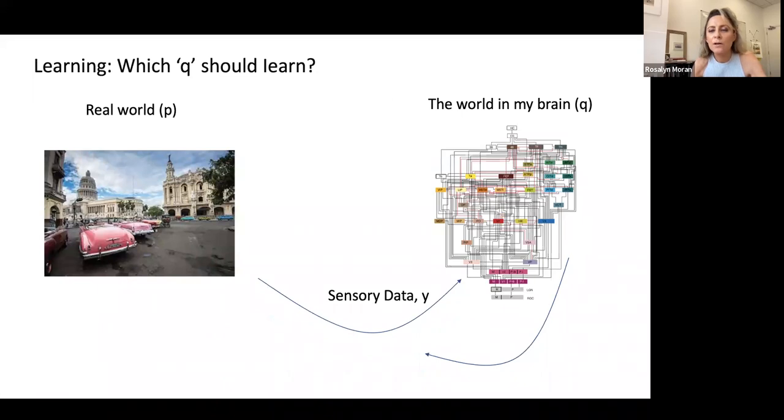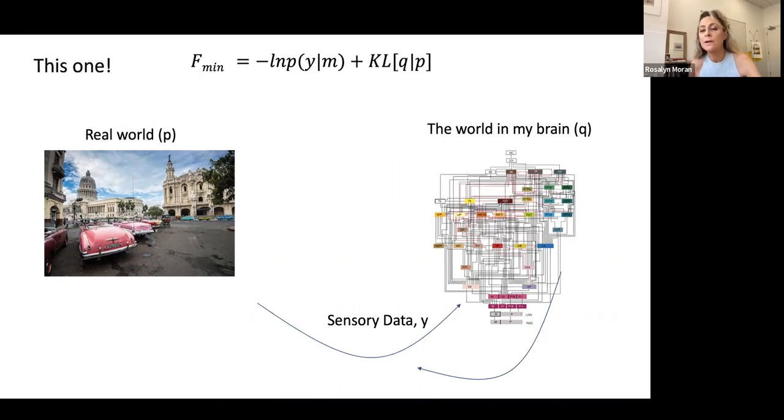Now, if we're learning and we want to fundamentally alter the structure of this model, we would do so under the free energy principle by minimizing the exact same cost function, but we would do so at a slower time scale.